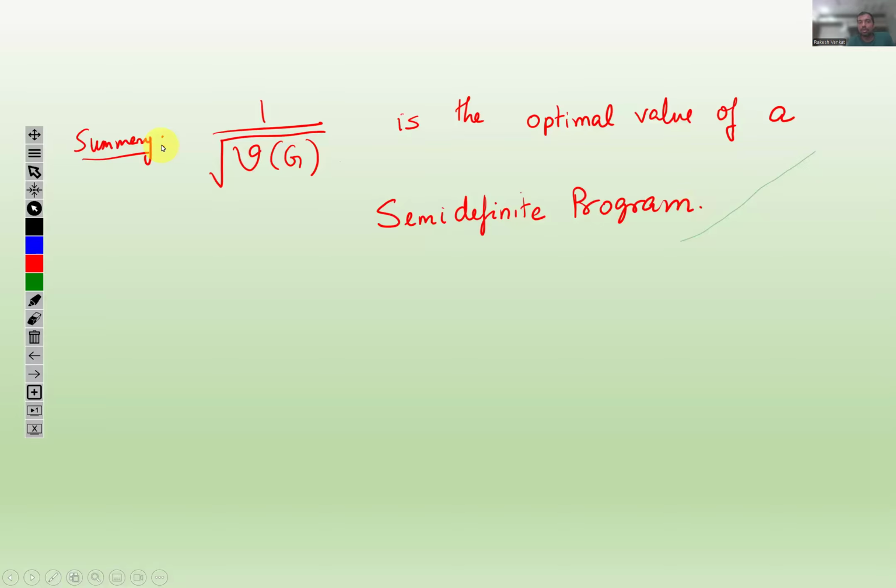Now, the question that you may ask immediately is, well, I can express 1 over square root theta of g as a semi-definite program. What about theta of g itself? Can I express theta of g directly as a semi-definite program, so that I write a semi-definite program and the value of that is theta of g? Yeah, let's just do that. Currently, it just seems like a curiosity quest, but it is going to be useful for us in proving the sandwich theorem.